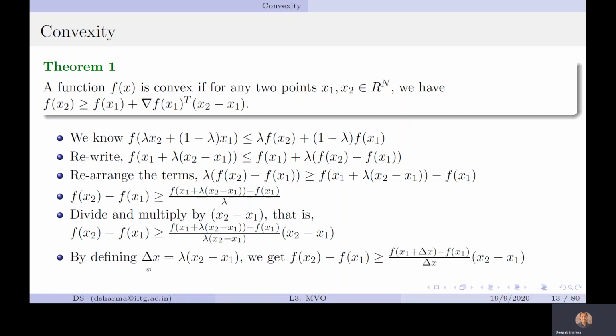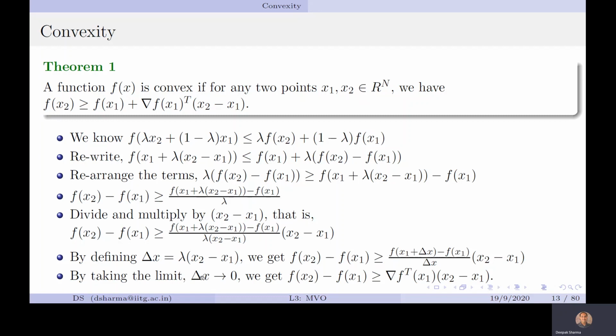Now let us take delta x equals lambda times (x2 minus x1). If we take this, then let us substitute this value in our previous equation. So the previous equation will look like f(x2) minus f(x1) greater than [f(x1 plus delta x) minus f(x1)] divided by delta x, times (x2 minus x1). Just remember that delta x is equal to lambda times (x2 minus x1).